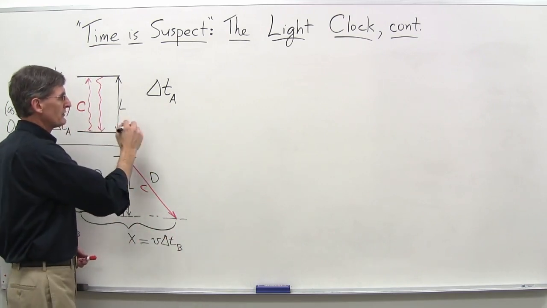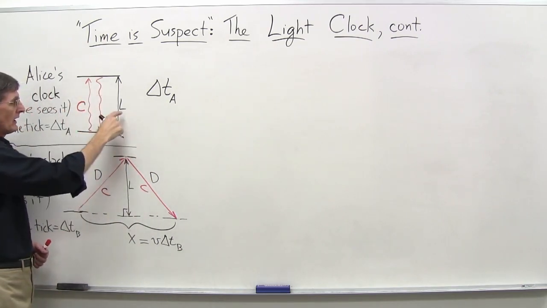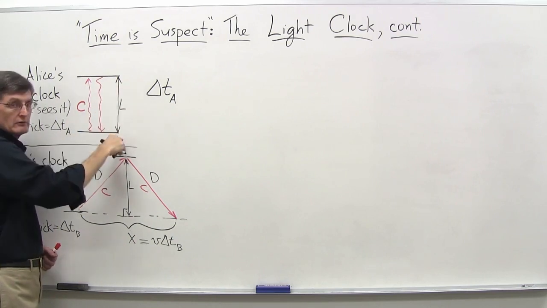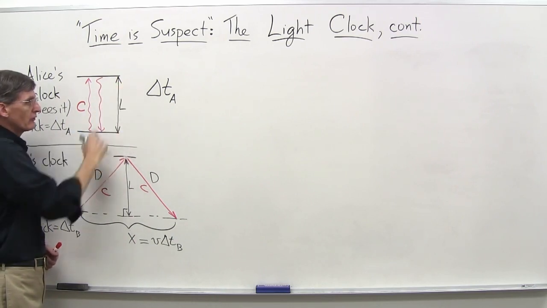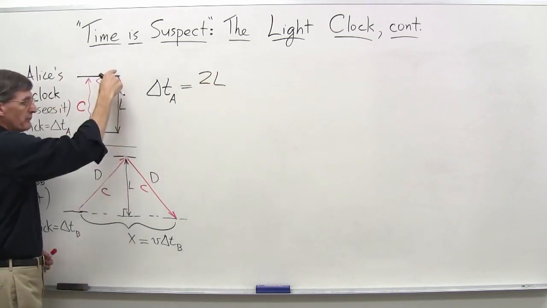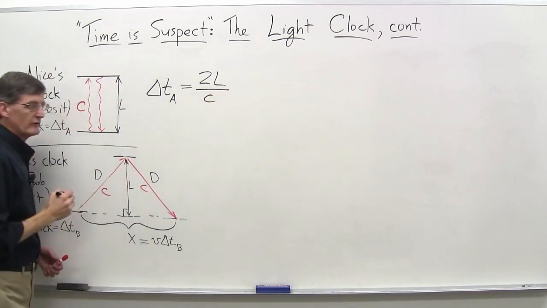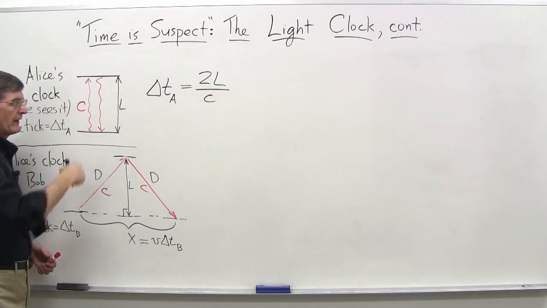So delta TA then is going to be the round trip distance, and we're going to call this distance L from the bottom mirror to the top mirror. So it's just going to be 2 times L, L up and L back down again. L plus L is 2L divided by the speed of light c. That's how fast it's traveling up and then back down again.